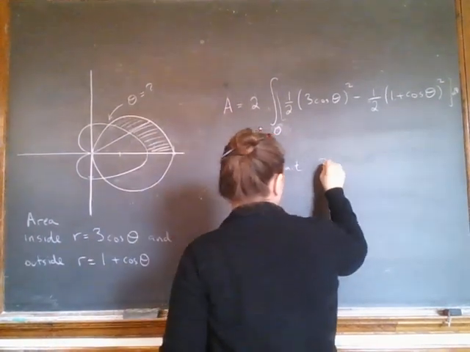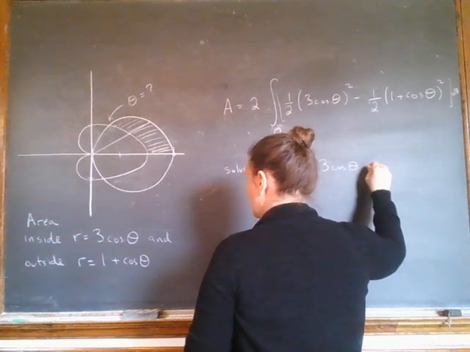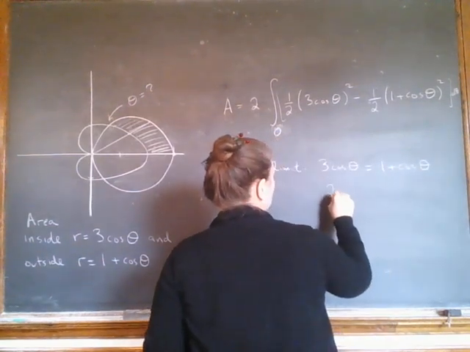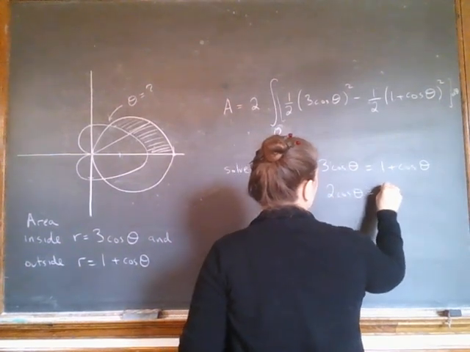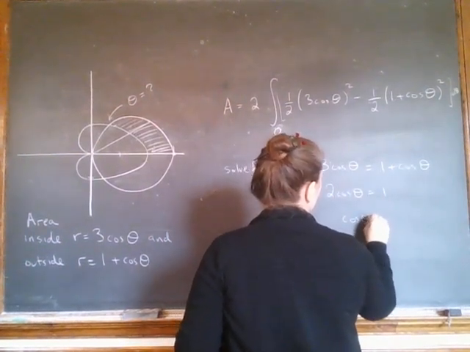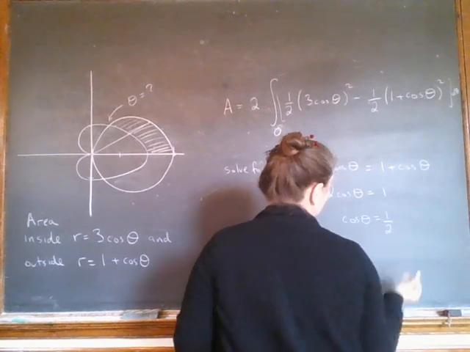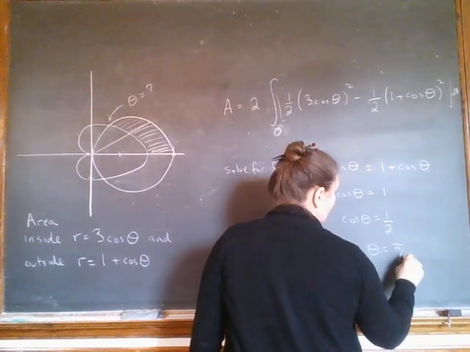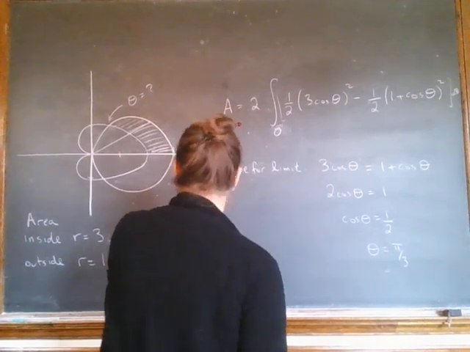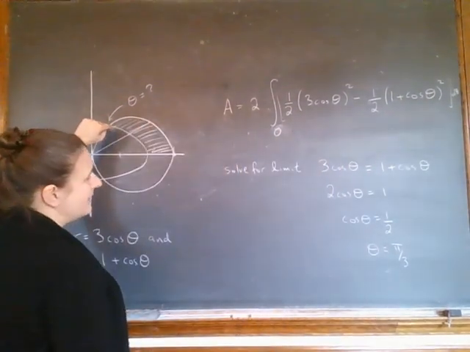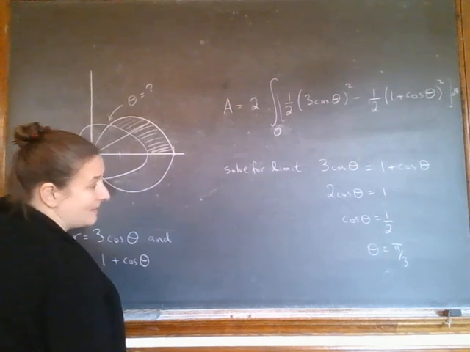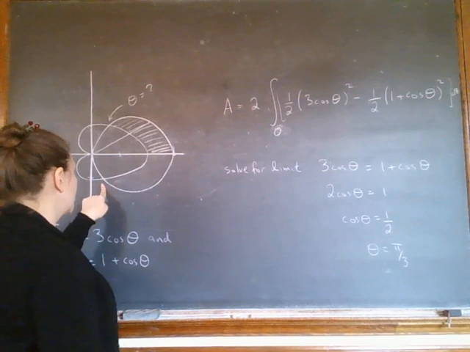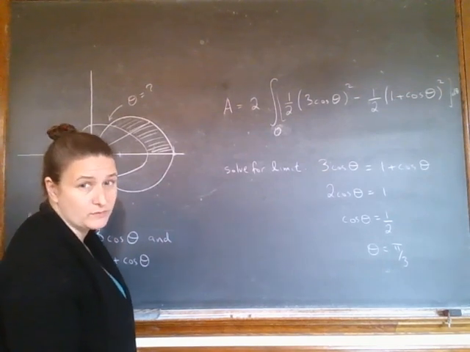I'm going to do 3 cosine theta equals 1 plus cosine theta. That's going to give me 2 cosine theta equals 1, or cosine theta equals 1/2. Okay, so what does that give you? It's going to give you pi over 3. And so I can think about theta equals pi over 3. And then the other one is going to be down here, minus pi over 3. So if I wanted, I could do minus pi over 3 to pi over 3. Or I can also think about this as being 5 pi over 3.